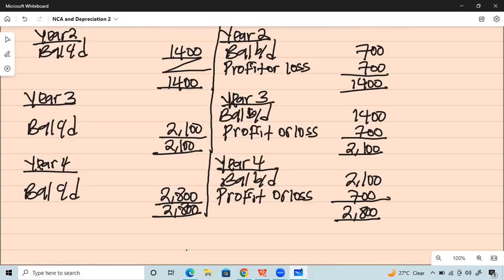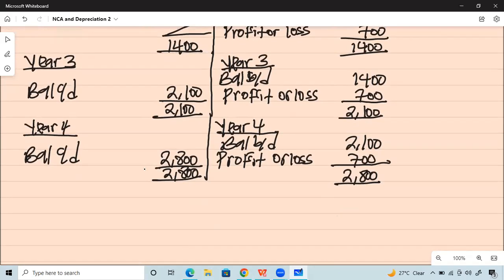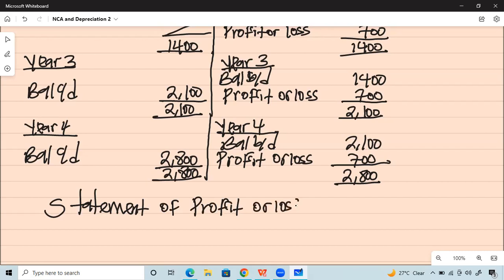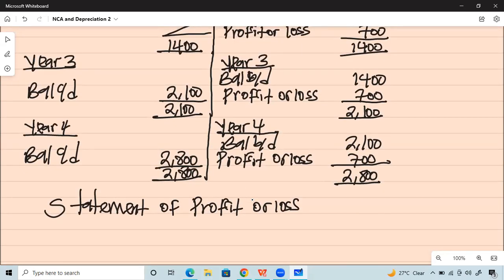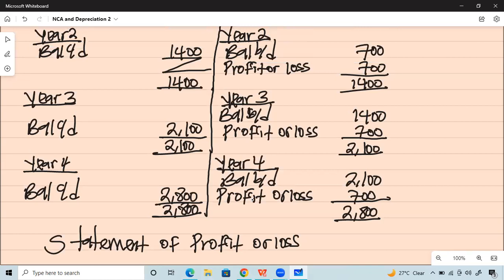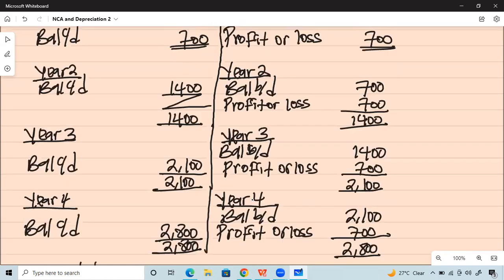Then the next ledger that you need to open now is the statement of profit or loss. Okay, so now you can see, look at this place now.